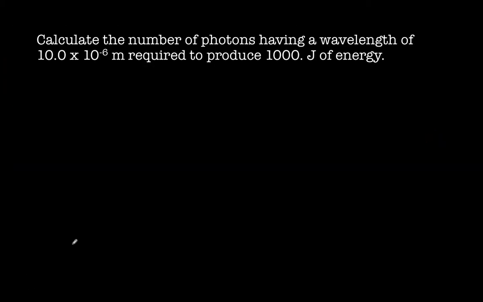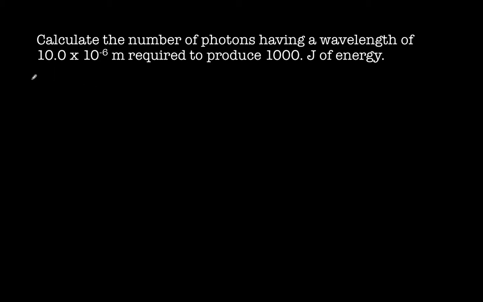Number 4 is the one that always trips up students. It says calculate not the energy or the wavelength. It says calculate the number of photons having a wavelength of 10 times 10 to the negative 6 meters required to produce 1,000 joules of energy.